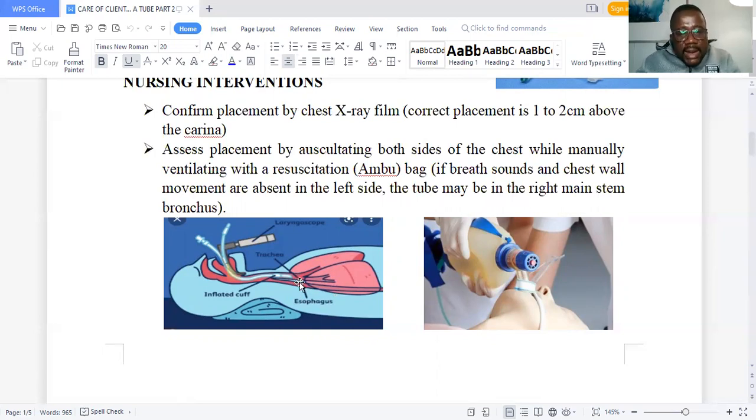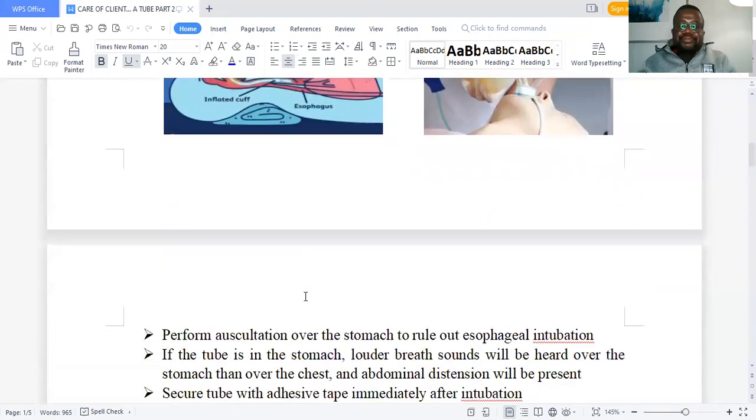You can see this gap here. If you continue inserting it, it will go into the right bronchus. It will go into the right bronchus. Good.